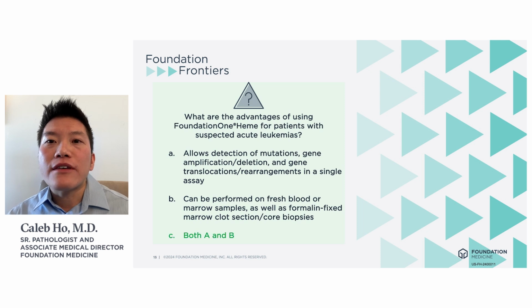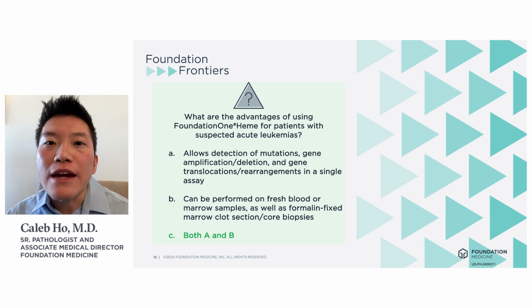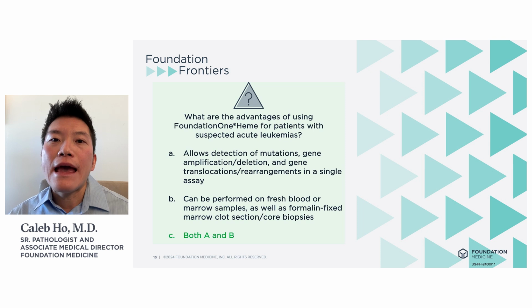Both answers here are correct. CGP testing with Foundation One Heme could detect different types of genomic alterations to inform diagnosis in a single assay and can be performed with several different sample types.